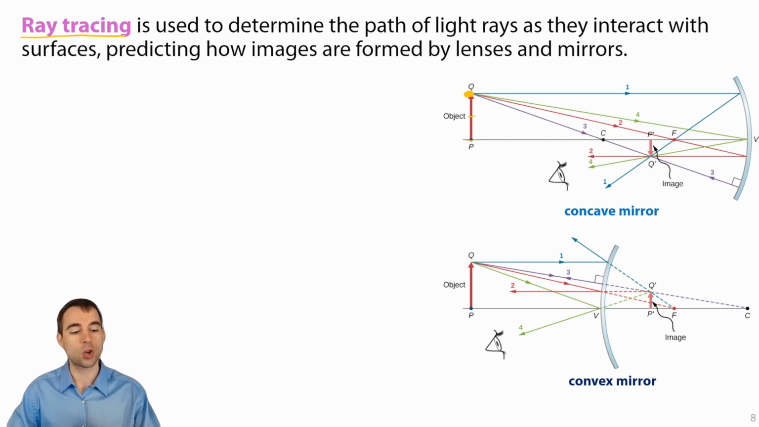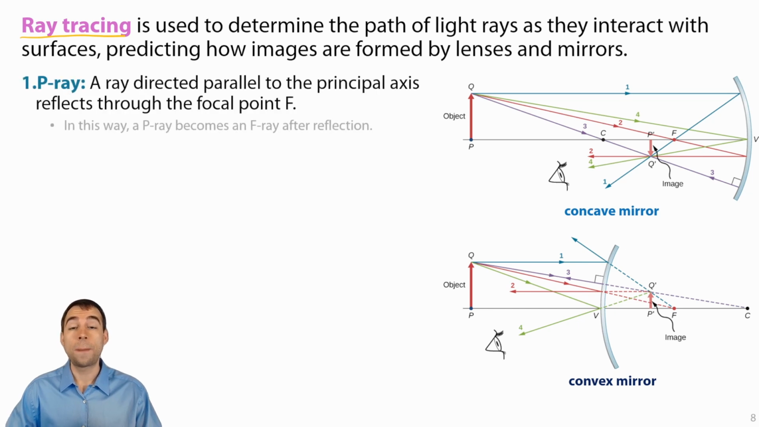So let's go ahead and try to draw out some light rays for this object. To do ray tracing, first you need to draw the P ray, which is a light ray that comes in parallel toward the mirror and is reflected through the focal point. This first blue ray is called the P ray, and we will notice that after the parallel light ray reflects, it becomes what we would call an F ray.